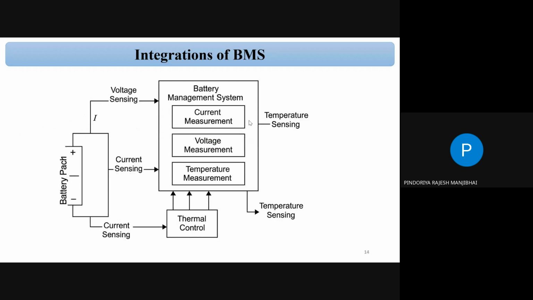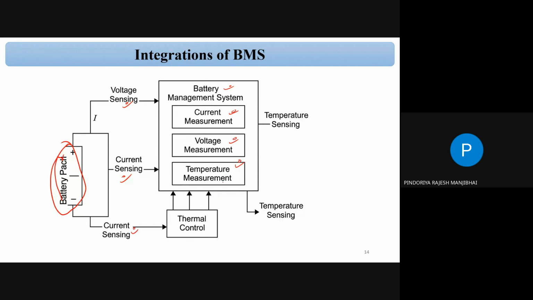Okay, so you can see the overall structure of the battery management system, otherwise the integration of the BMS. This is your battery pack, and the battery pack is connected with the current sensing, voltage sensing, and again current sensing. There are multiple current sensors. So in the battery management system, current measurement, voltage measurement, and temperature measurement are the three most important parameters in the BMS.